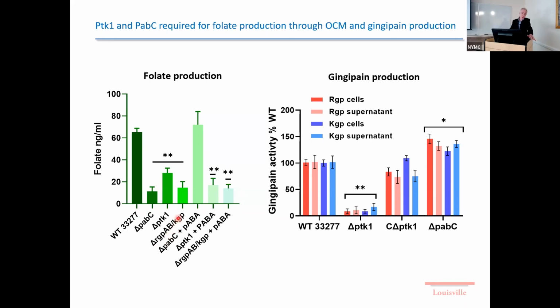Our gingipain knockout, so our knockout of the three gingipains, arginine specificity and lysine specificity, so less substrates, less folate activity. We take our PABC mutant and add exogenous PABA, so now the block by loss of PTK1 isn't effective, and we get folate being produced again. Can't complement our PTK1 mutant with exogenous PABA because our PTK1 mutant isn't producing enough gingipains. And again, we can't complement our gingipain mutant with PABA.